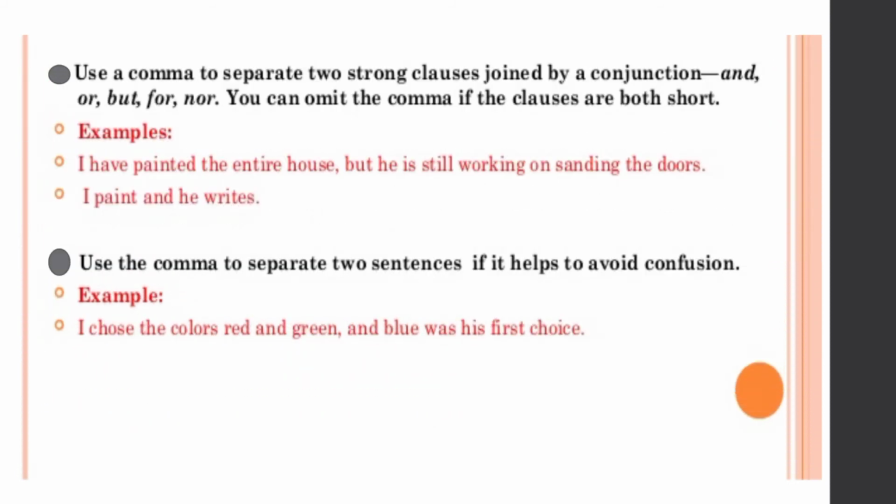Then use a comma to separate two strong clauses joined by a conjunction: and, or, but, for, nor. You can omit the comma if the clauses are both short. Examples, I have painted the entire house, but he is still working on sanding the doors. I paint and he writes. Then use the comma to separate two sentences if it helps to avoid confusion. Example, I chose the colors red and green, and blue was his first choice.